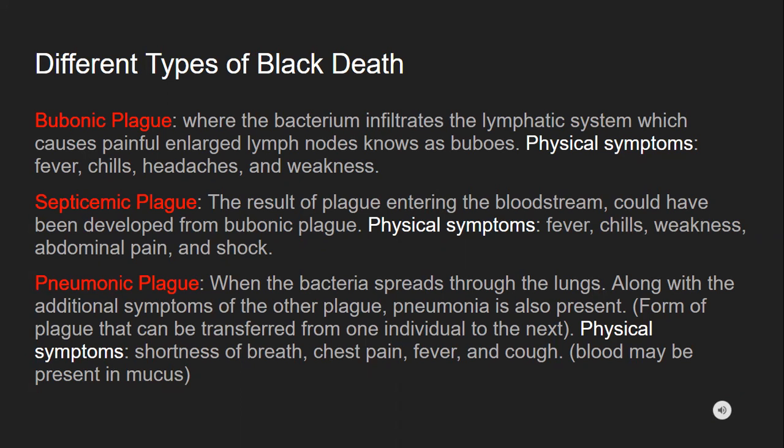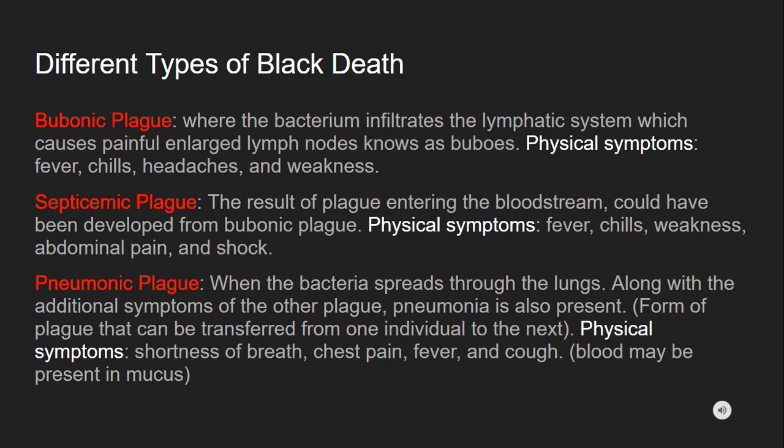Septicemic plague is a result of the plague entering the bloodstream, which could have developed from the bubonic plague. Some of those physical symptoms are fever, chills, weakness, abdominal pain, and shock.